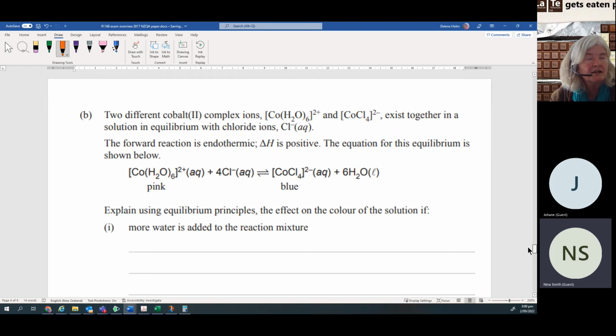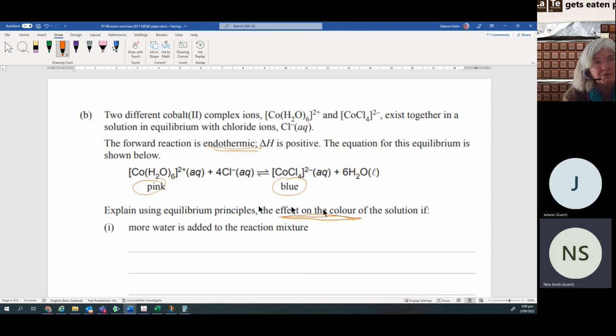And finally, we are sort of running out of time, so I think we can just leave it there. You can look at the assessment schedule for 2017 to have a look. Again, just some keywords. Make sure you look at the question. Here you need to talk about the color. So you've got to say, is it going from blue to pink or pink to blue? And you're told it's endothermic. So obviously one of these things is going to be changing the temperature. So you've got to say, is it turning pink or is it turning blue, and why?